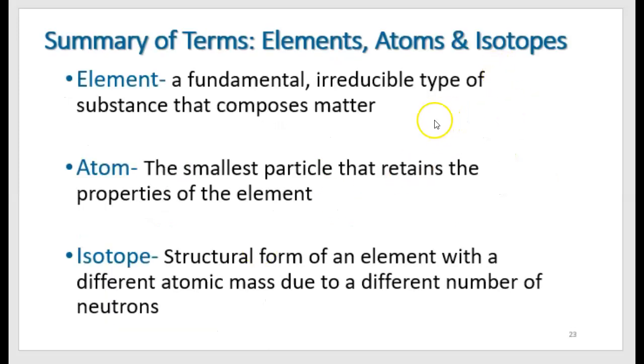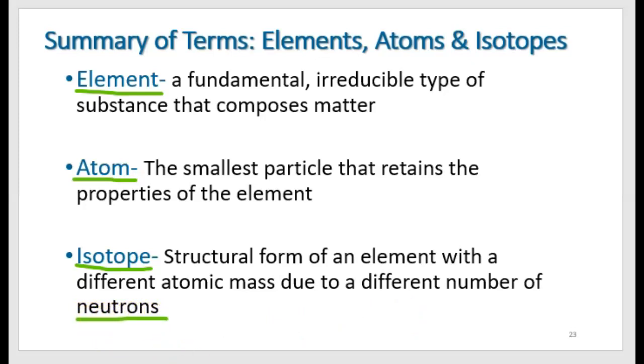So in summary, we've talked about three different things. We've talked about what an element is, a fundamental substance that composes matter. We've also talked about an atom. An atom is the smallest particle that has all the properties of an element. And we talked about its structure, how there's a nucleus, and there are orbitals and three subatomic particles. And then lastly, we talked about isotopes, how they are atoms of the same element, yet they differ structurally just due to the presence of different numbers of neutrons.